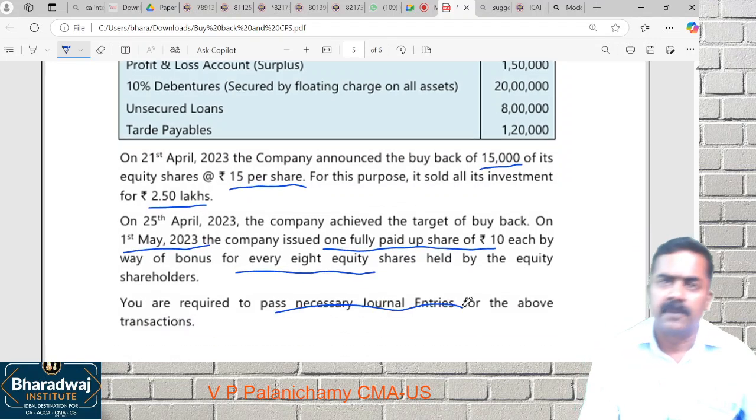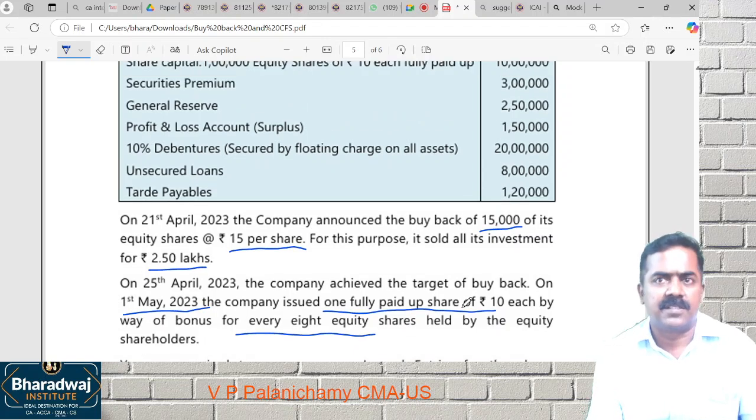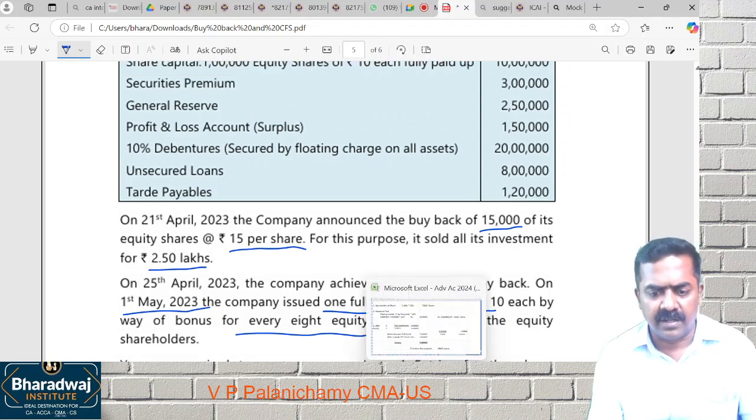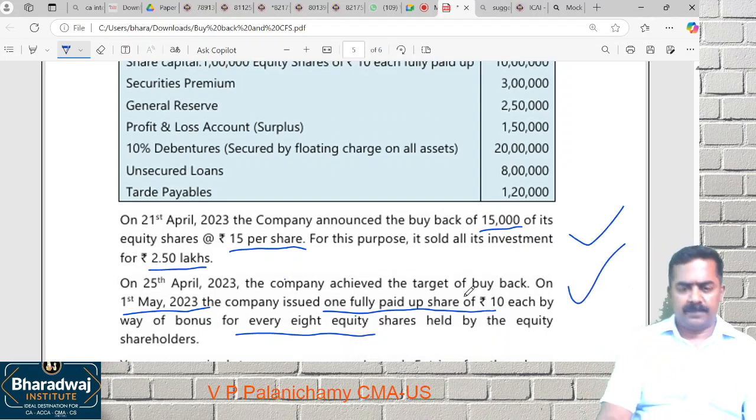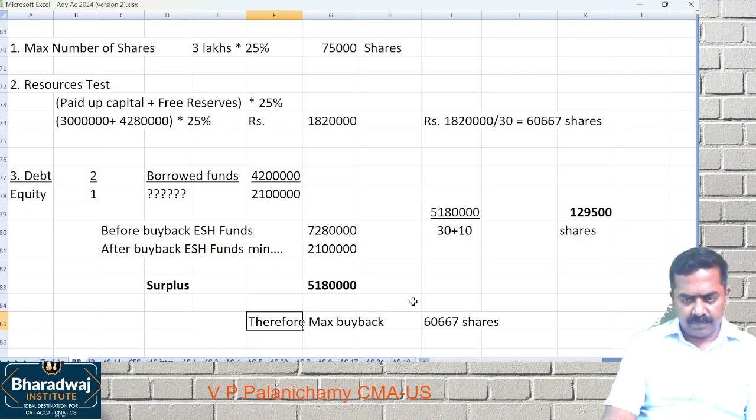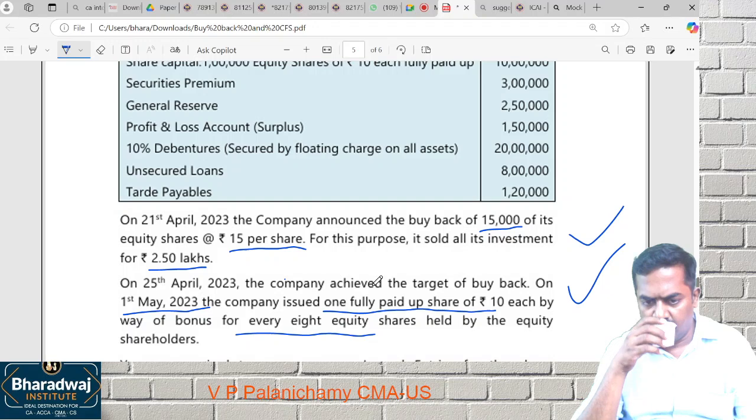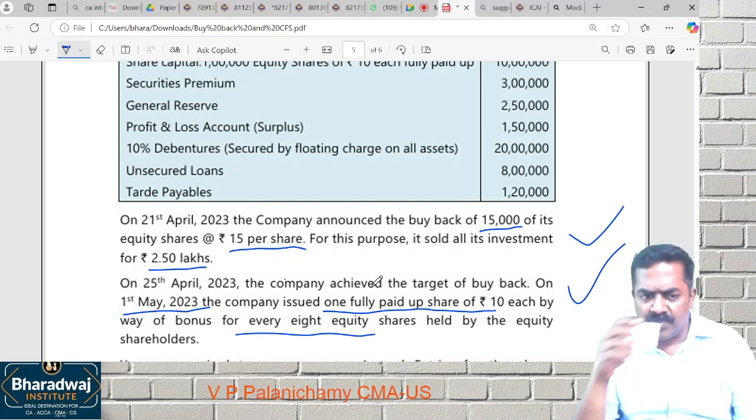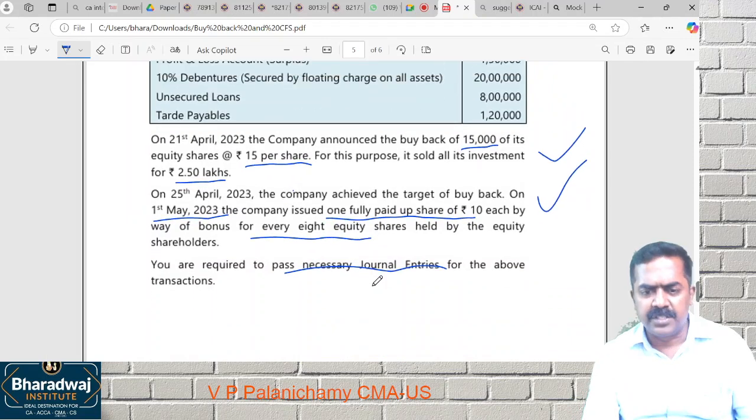Just pass which one? Journal entries. Do you have to apply the conditions or just pass the journal entry? Pass the journal entry. Try it. First for the buyback, next the bonus issue. You try it. No need to check any condition.